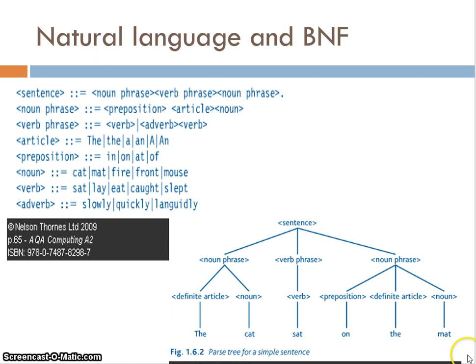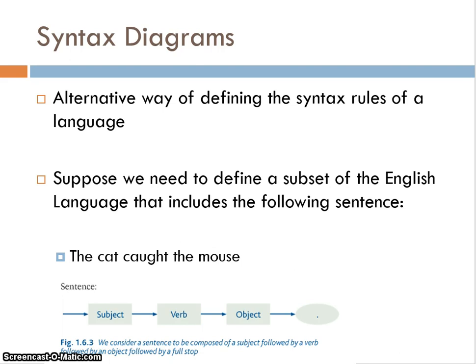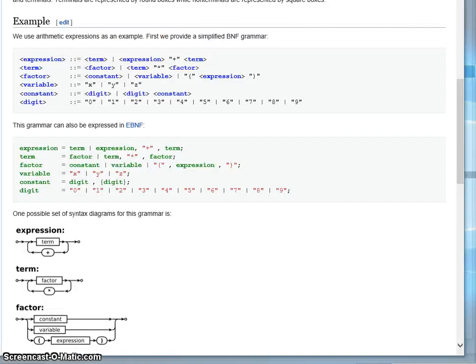The other thing related to BNF is a syntax diagram. So the cat caught the mouse follows this particular order. Looking at a little bit more complicated syntax diagram, imagine if this is our definition of a language. An expression is a term or an expression, followed by plus, followed by term. A term is a factor or a term times factor. A factor is a constant or a variable, or a digit is a zero or the one or two, etc. These are syntax diagrams. So it's a more visual way of representing our BNF.